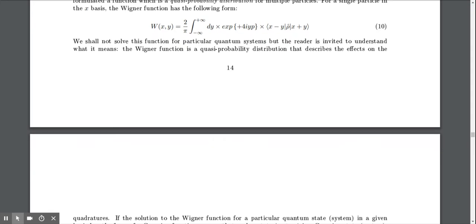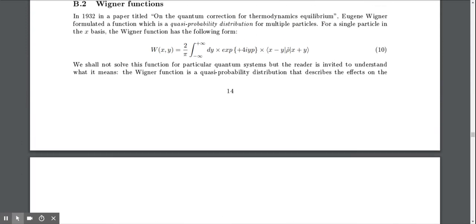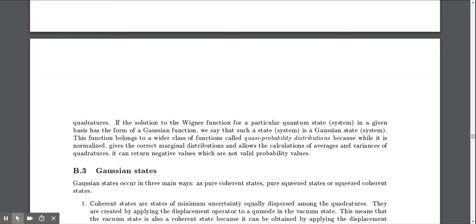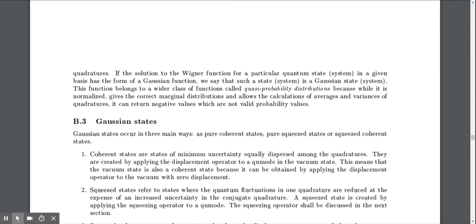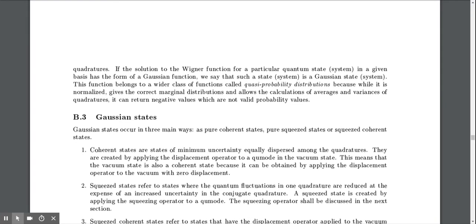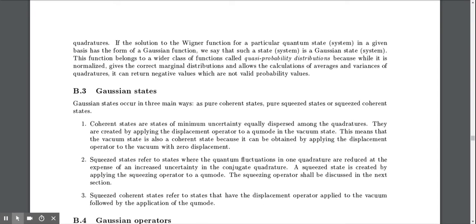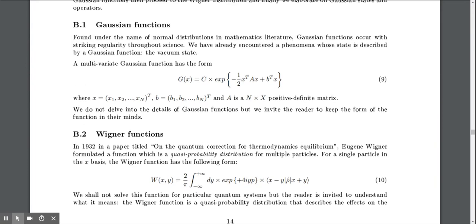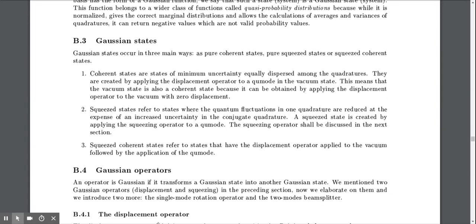The Wigner function is a quasi-probability distribution that describes the effects on quadratures. If the solution to the Wigner function for a particular quantum state in a given basis has the form of a Gaussian function, we say that such a state is a Gaussian state. Okay. This function belongs to a wider class of functions called quasi-probability distributions. Okay, so that's all the background I needed for now.